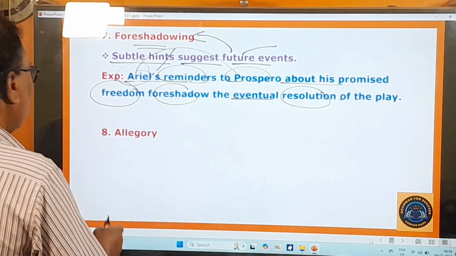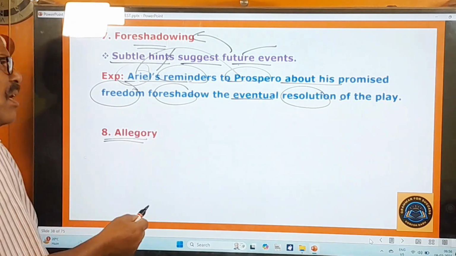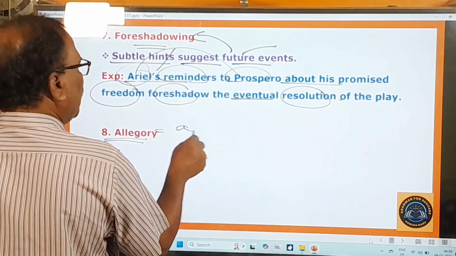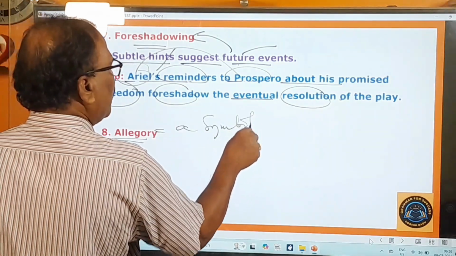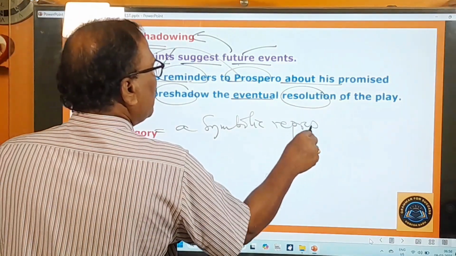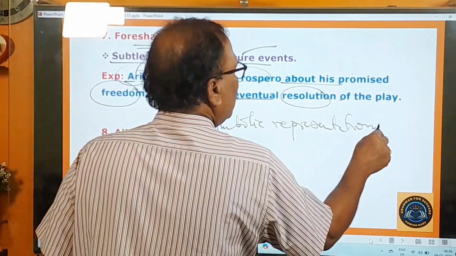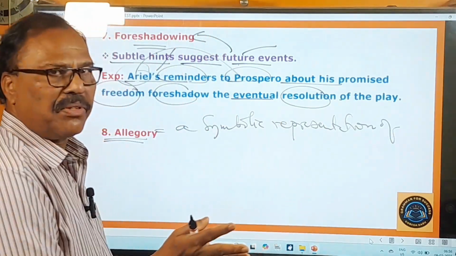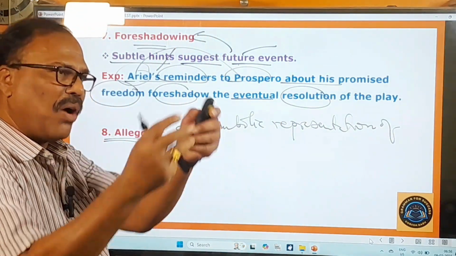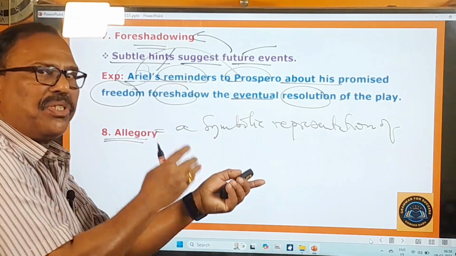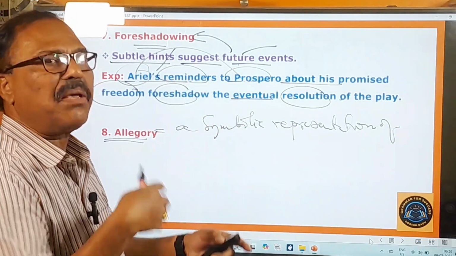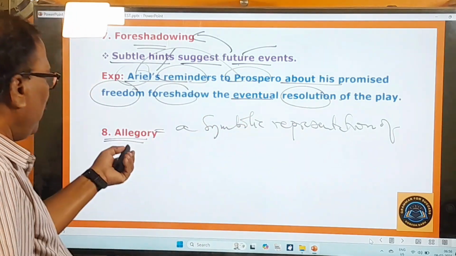And here next one, allegory is there. What is this allegory? Allegory is nothing but a symbolic representation of some incident. ఒక సంఘటన యొక్క అచ్చు అలాంటి దాన్ని మరి ప్రతిబింబిస్తూ చేసే representation, that is called symbolic representation. You know very well allegory.